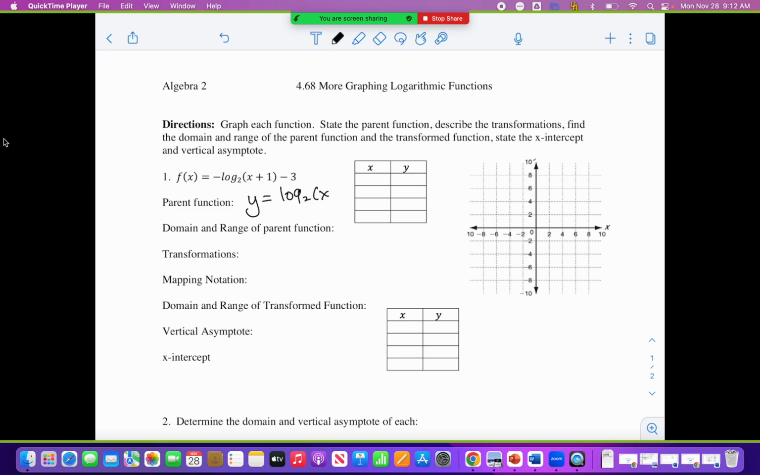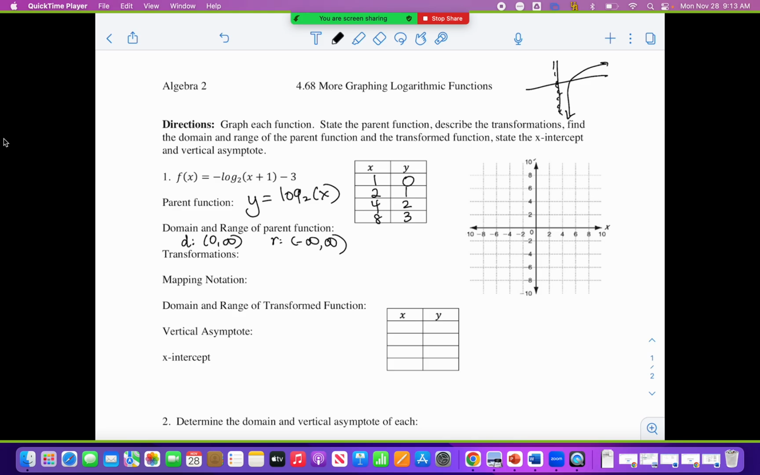log base 2 of x. So what we're going to do is 1, 2, 4, and 8. Those are powers of 2. So that's 0, 1, 2, 3. The domain for logarithms starts at 0 to infinity, and the range is negative infinity to infinity. You are supposed to remember that a logarithm looks like this, with a vertical asymptote on the y-axis.